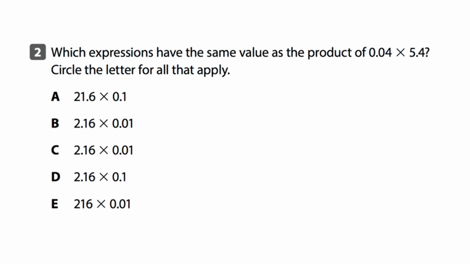For number 2, it says which expressions have the same value as the product of 4/100 times 5 4/10. Circle the letter for all that apply. So essentially, I'm going to be solving this problem, finding my product, or the answer to my multiplication problem, and then I could possibly use mental math to figure out which letters apply. So the first step to this one is solving this problem right here.